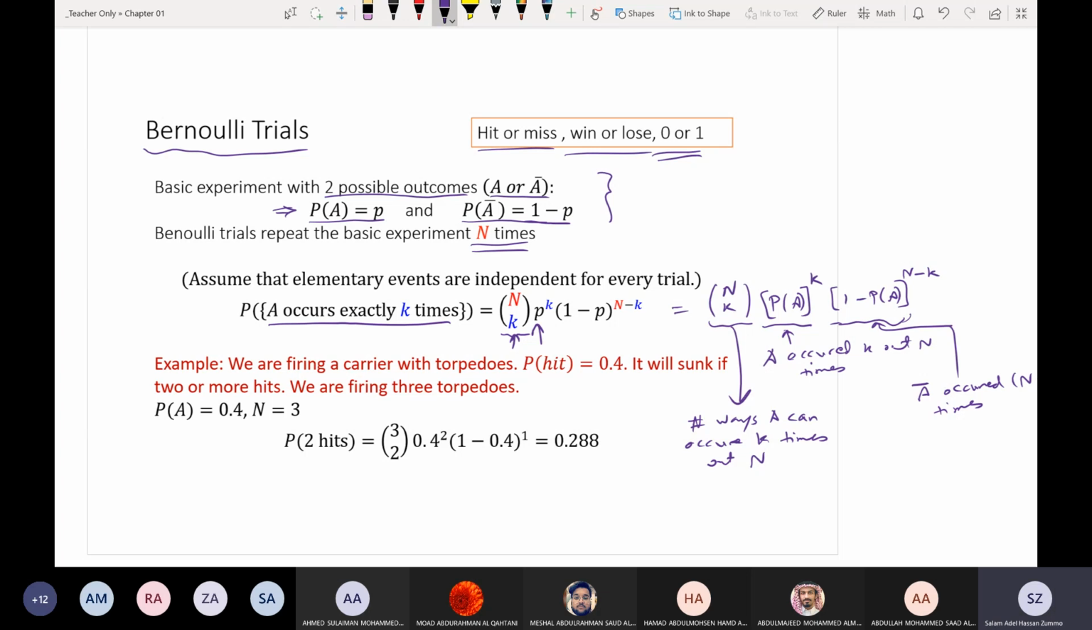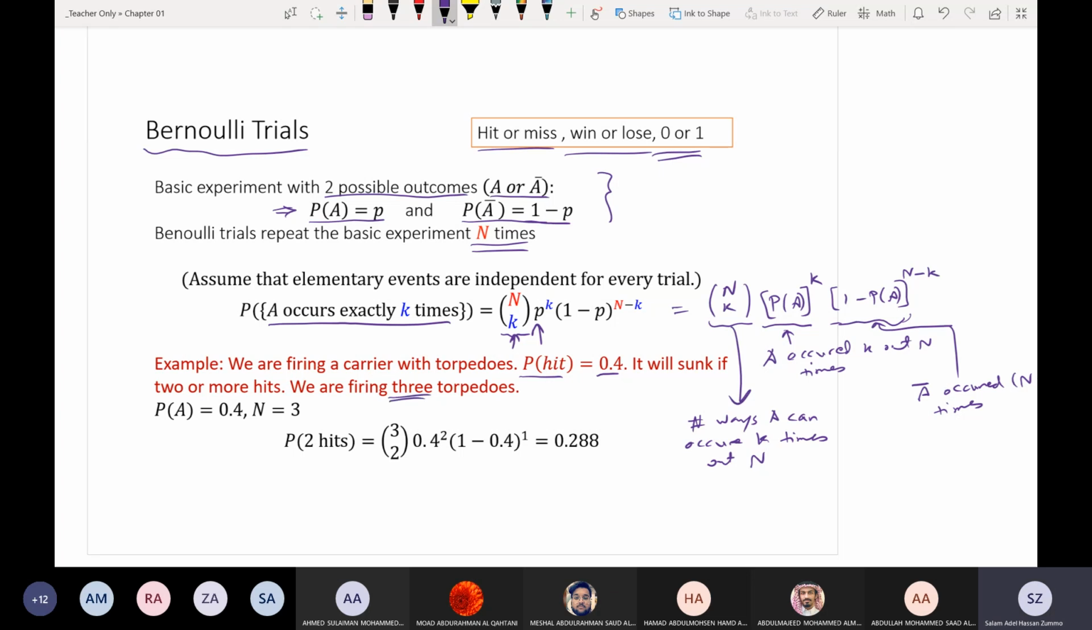We are firing a carrier with torpedoes. The probability of a hit is 0.4. I have a launcher that sends torpedoes. For a torpedo, the probability of hitting a target is 0.4. It will sink if 2 or more hits are received. And we are firing 3 torpedoes.